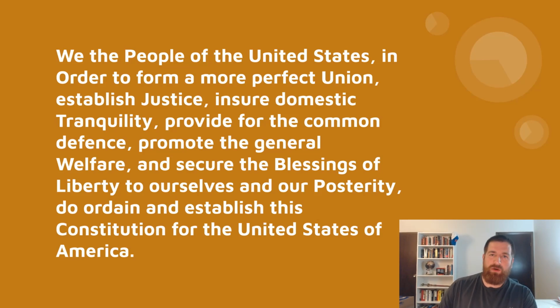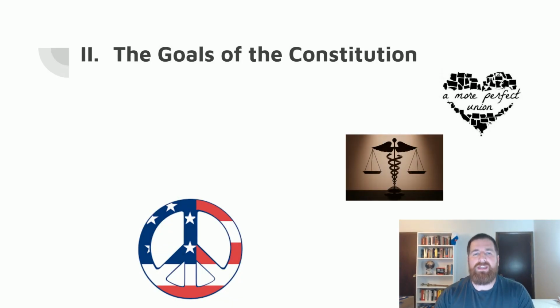Let's start to break those goals down now. As I go through these, I'm going to dissect the preamble and then talk about each of these lines. You're definitely going to want to include a summary of what each of these goals mean. First off, form a more perfect union. This simply means that we want to foster cooperation between the states as well as between the state and federal levels of government. So that's what we mean when we say form a more perfect union: create a more unified and cooperative system for the states and between the federal and state levels of government.